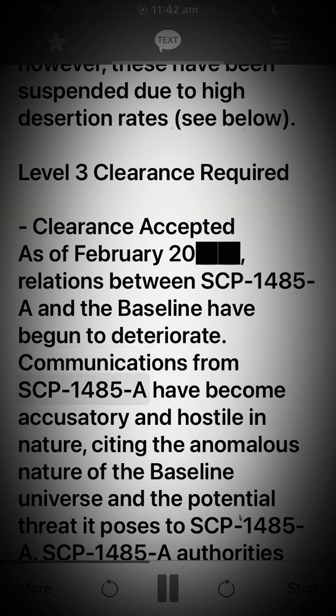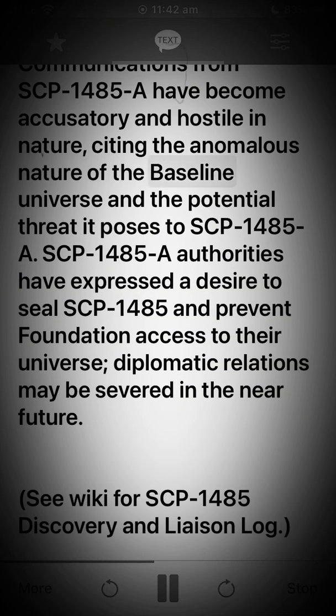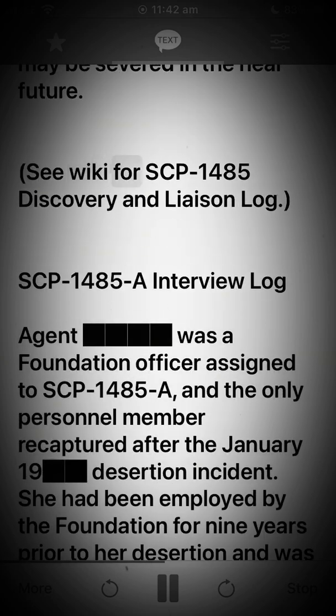Communications from SCP-1485-A have become accusatory and hostile in nature, citing the anomalous nature of the baseline universe and the potential threat it poses to SCP-1485-A. SCP-1485-A authorities have expressed a desire to seal SCP-1485 and prevent Foundation access to their universe. Diplomatic relations may be severed in the near future. See Wiki for SCP-1485 Discovery and Liaison Log.